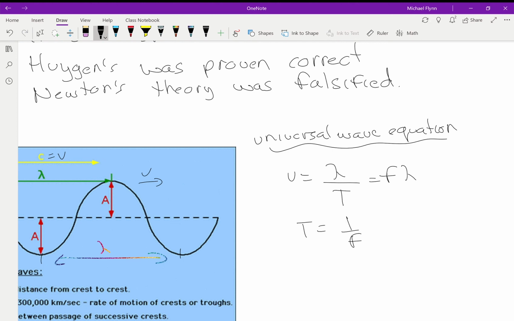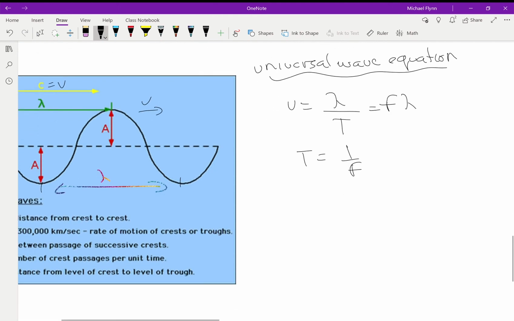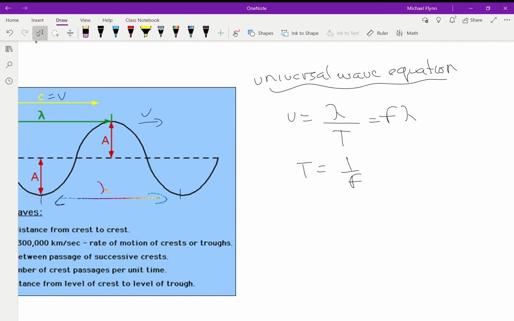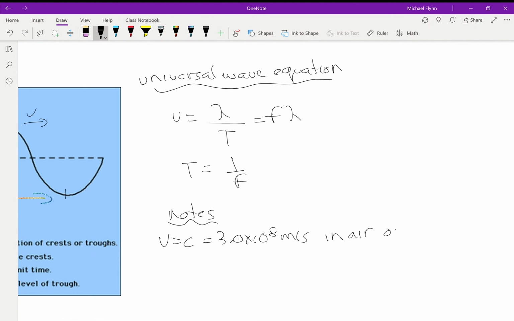So that's the universal wave equation, and that's going to come up later in the unit when we do some of the problems. Another thing that I'd like to mention to you, just some notes: the speed of light in air is 3.0 times 10 to the 8 meters per second. That's in air or outer space.